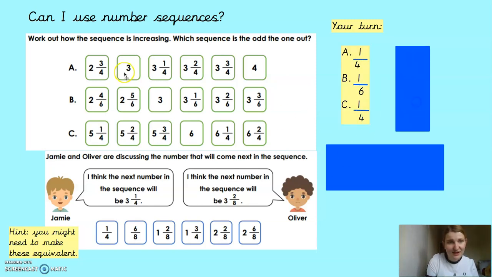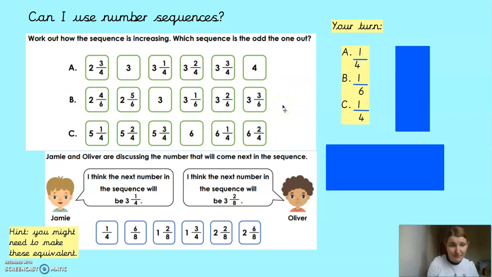Okay, so this top one is adding a quarter each time. This middle one is adding a 1/6 each time. And this bottom one is also adding a quarter each time. So therefore the odd one out would be this middle one, because the other two are adding a quarter each time.